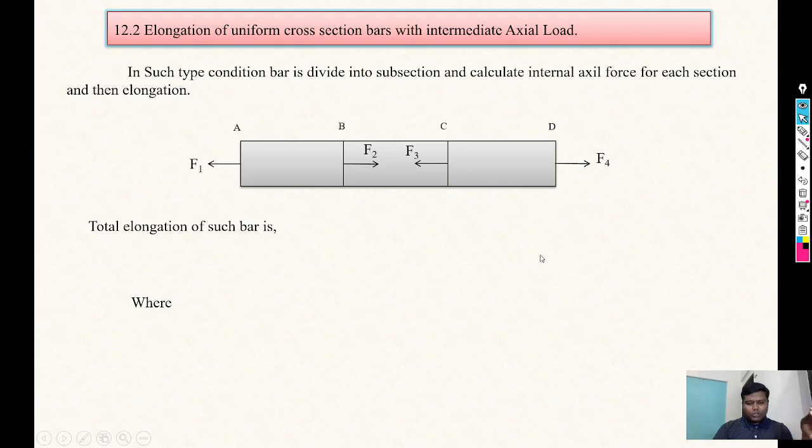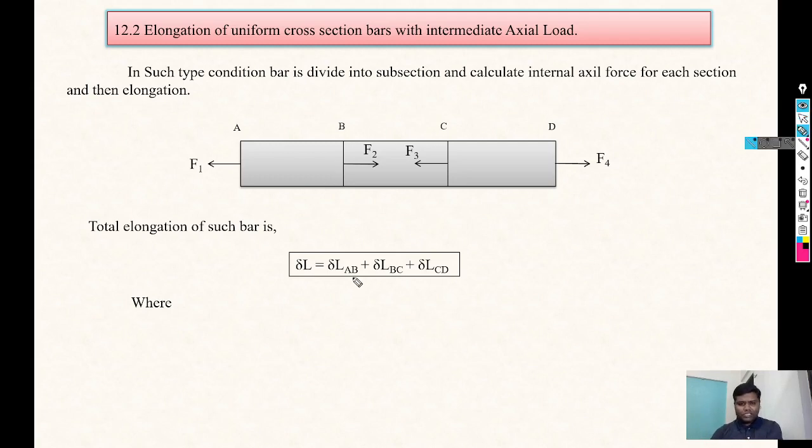Now to calculate the total elongation of such a bar, first we have to calculate the change in length or the elongation of each section. So here I have divided the total section into sub parts, that is A B, B C and C D, and then we calculate the elongation of each section.